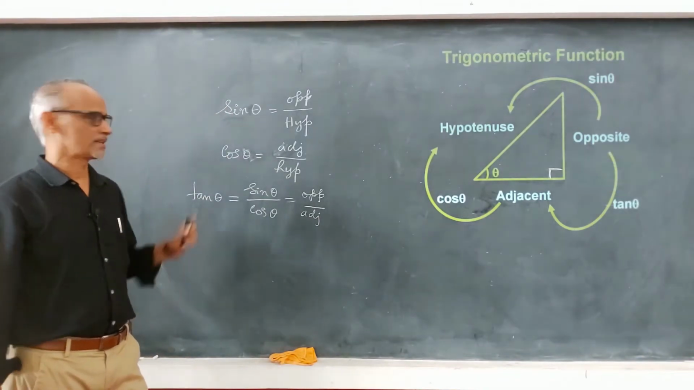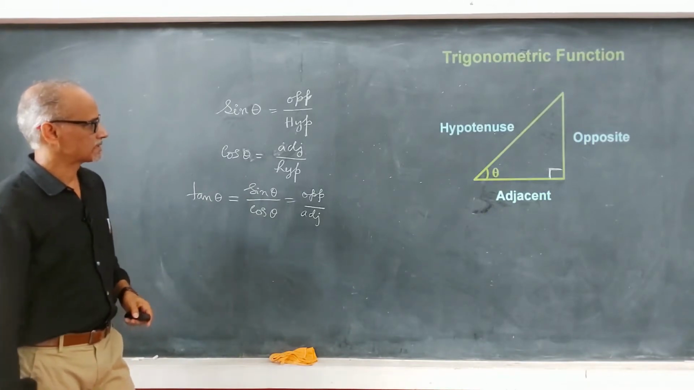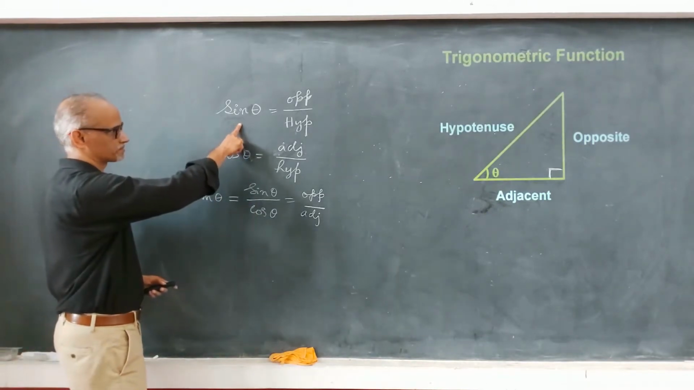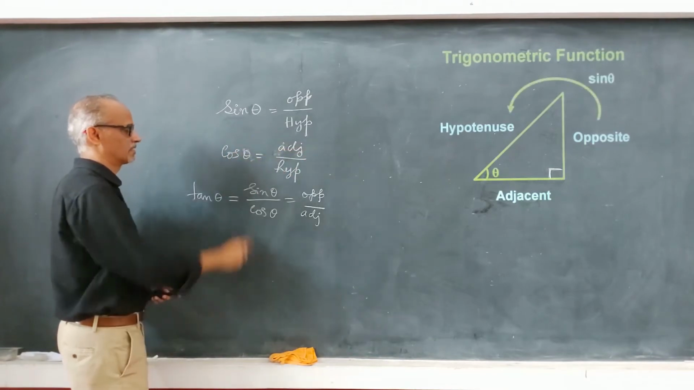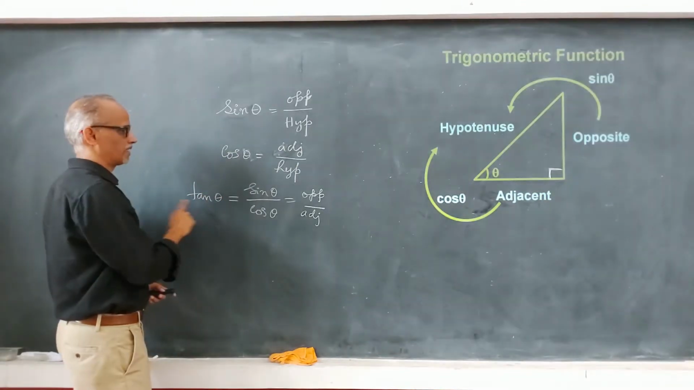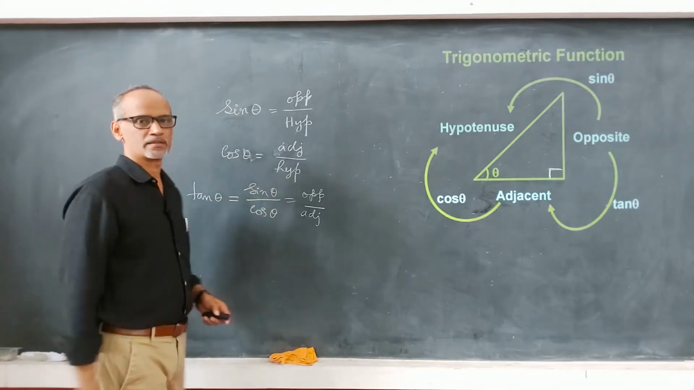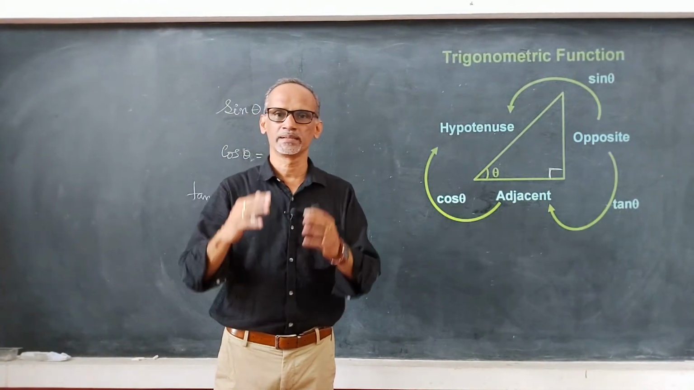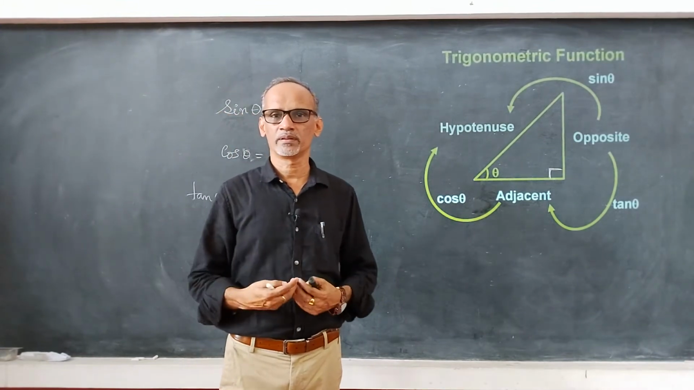So how to define the sine function? Let us go back. The sine function is defined as the ratio of the opposite side to the hypotenuse. Cosine is defined as the ratio of adjacent to the hypotenuse. And tan is defined as the ratio of opposite to adjacent. You need to understand these definitions first, only then can we derive all the rest of the equations.